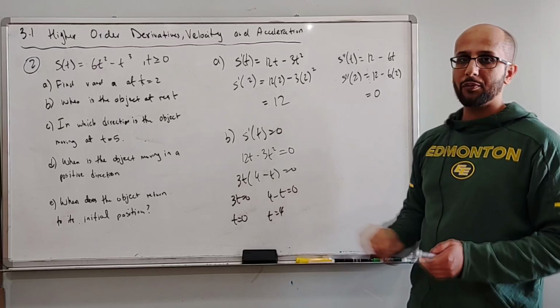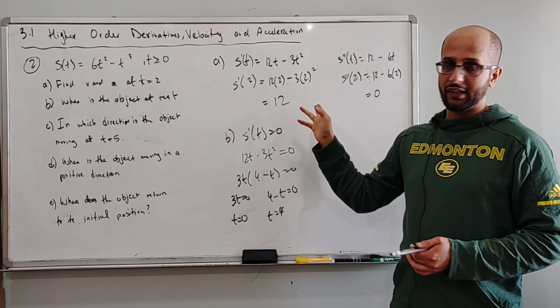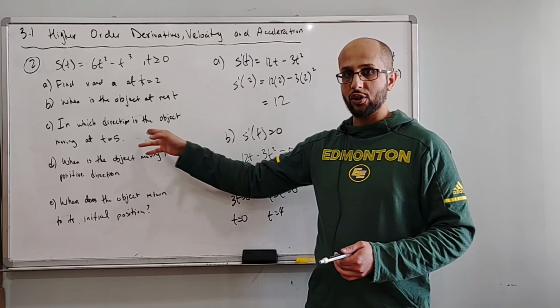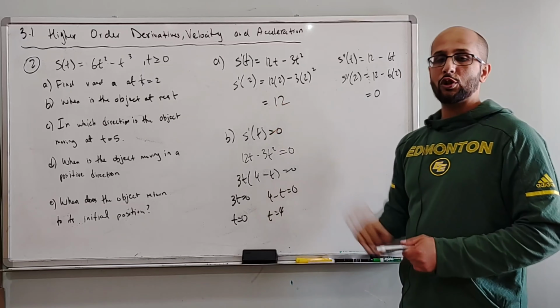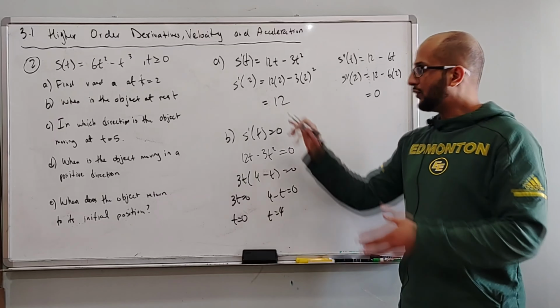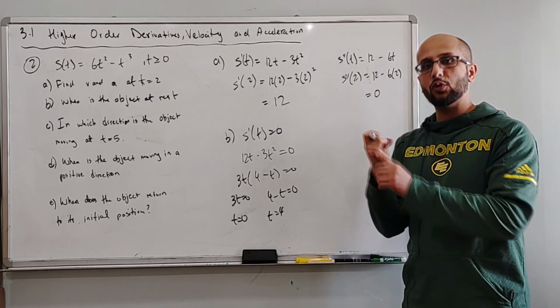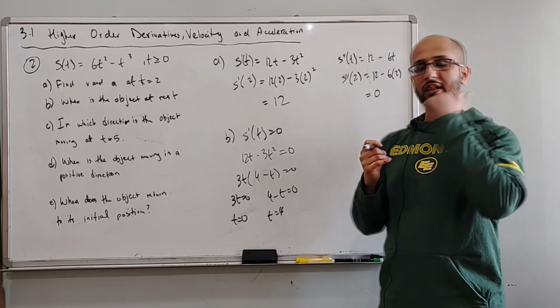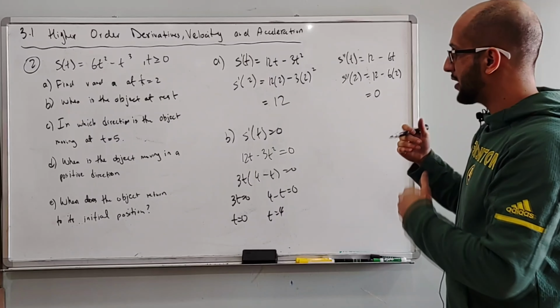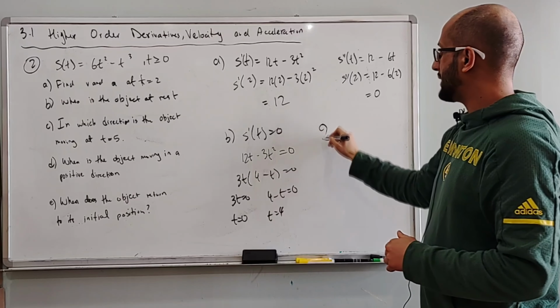It's moving at 12 meters per second in this case, and it has a direction. This is a positive 12, which means it's going forward. If this was negative 12, it means the magnitude, the speed, is 12, and the direction is backwards, or back towards where it began. So let's do C here.